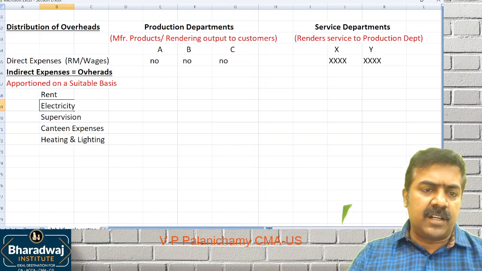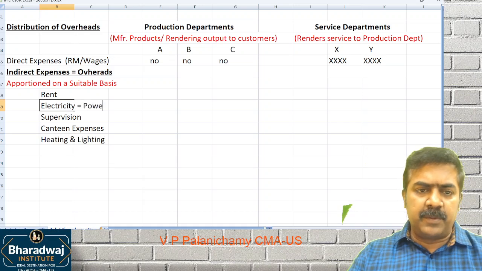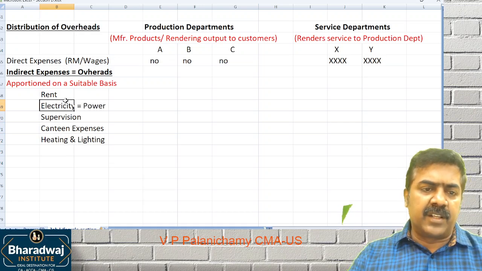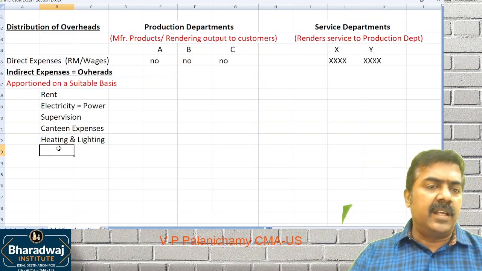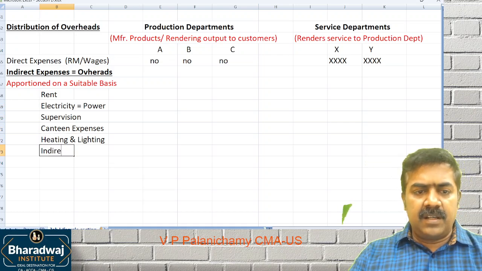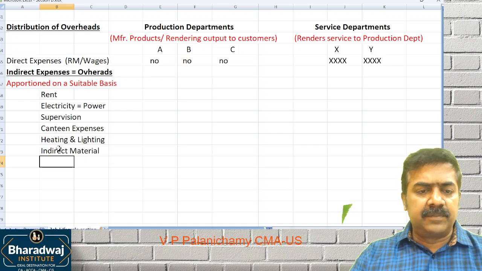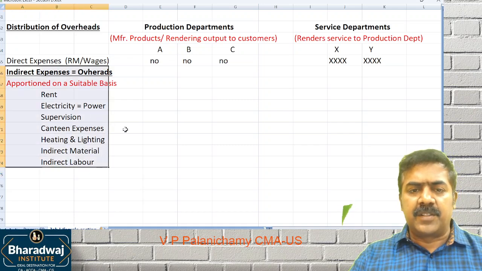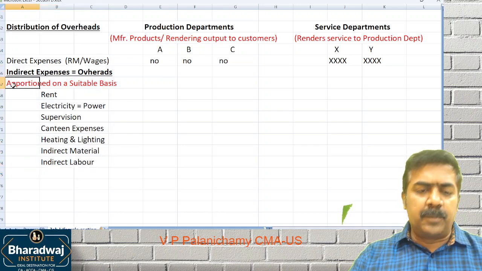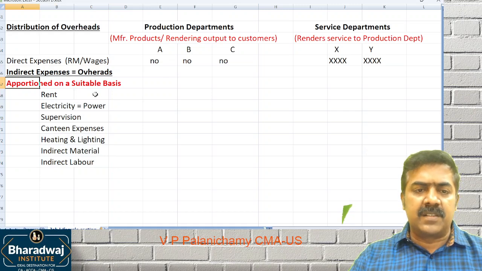Electricity, this is like power consumed by machines. Rent paid for the factory. There can be supervision expenses, canteen expenses, heating and lighting expenses. Indirect material will be there. Indirect labor cost will be there. Like this, we'll find so many indirect expenses. What to do? Simple. Apportion means share on a suitable basis.